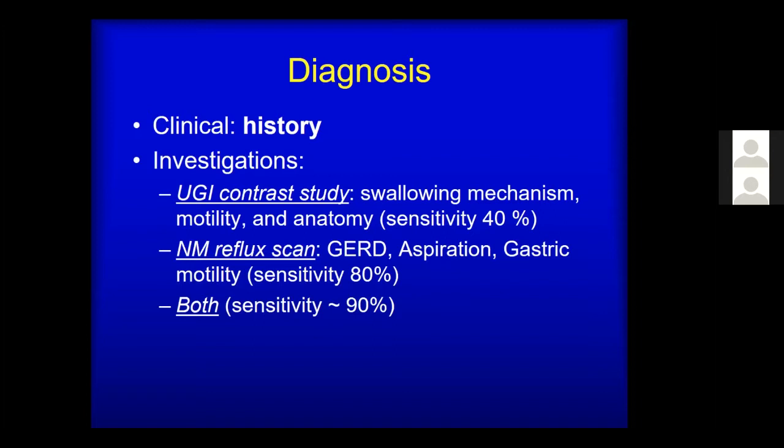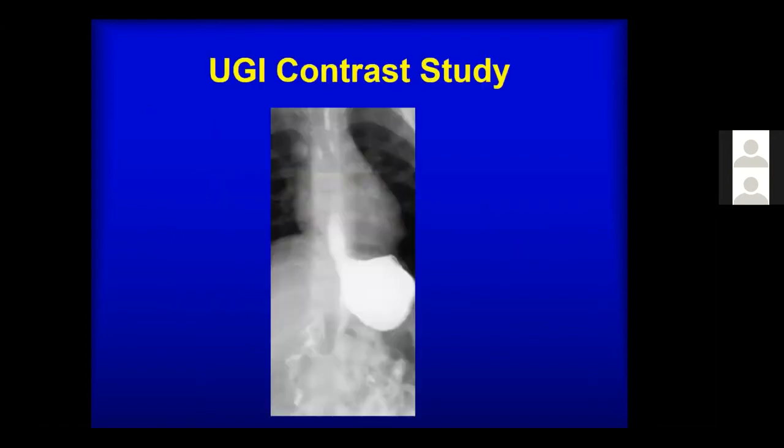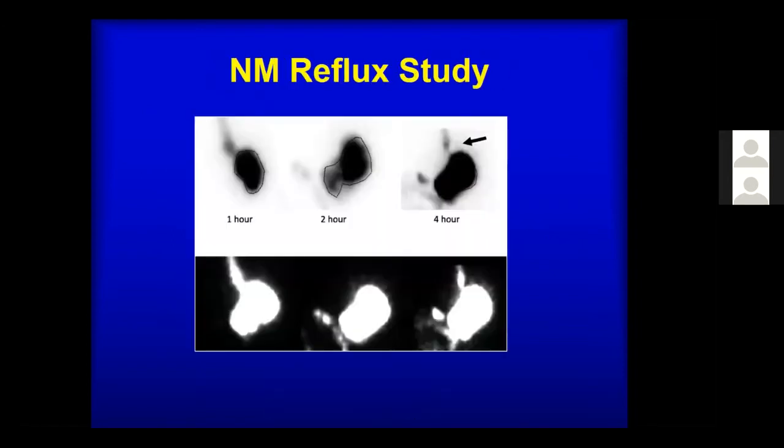Nonetheless, the reflux scan gives you a very good idea about the gastric motility because of the time. If you join both, you will have a sensitivity of 90 to 94%. This is what these pictures are showing, the nuclear scan at 1 hour, 2 hours, and 4 hours.